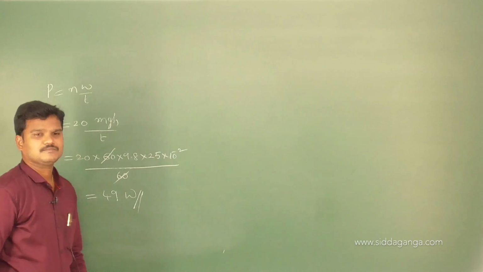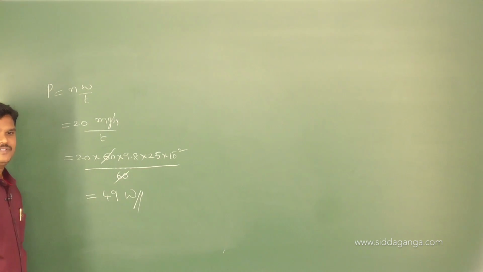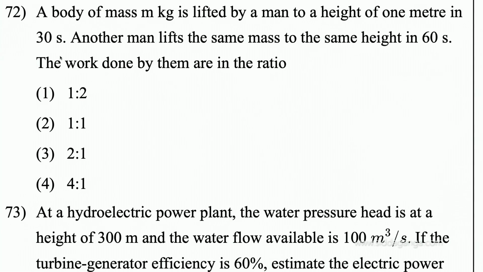And see the next one. See the next question. This is also, I think, a logical question. A body of mass m kg is lifted by a man to a height of 1 meter in 30 seconds. Another man lifts the same mass to the same height in 60 seconds. Then the work done by them are in the ratio?